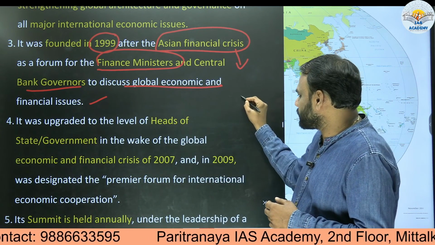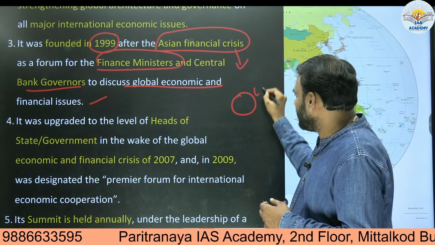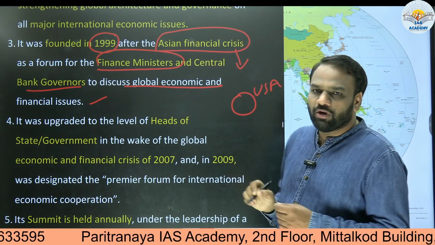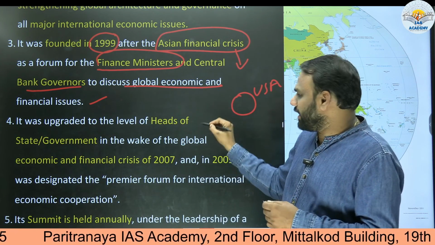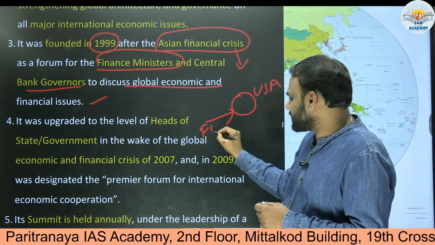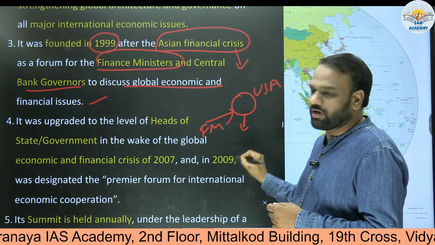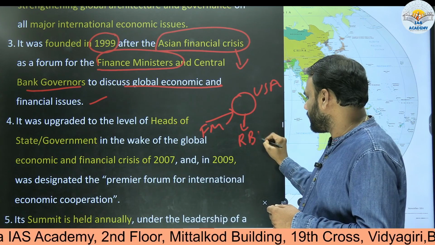For example, let us assume a G20 meeting is being held in USA. Who will go to attend this meeting in 1999? It is India's finance minister and India's central bank governor, that is the RBI governor.